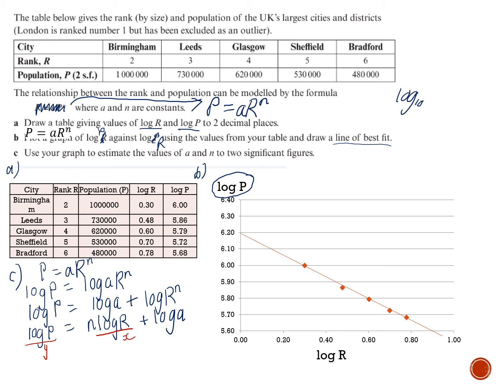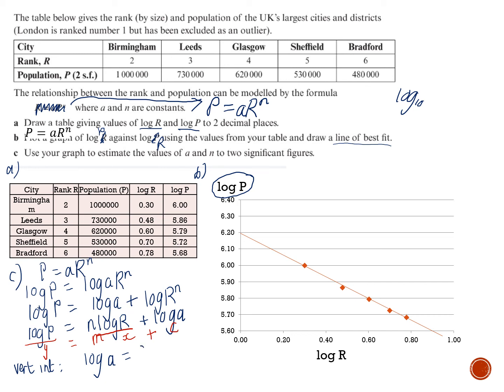Okay, so let's do the vertical intercept first. So my vertical intercept, that is your plus c. Or in my particular equation here, that's my log a, because that's my y. Let's write that underneath like we did before. y equals mx plus c. Okay, so log a is my plus c.